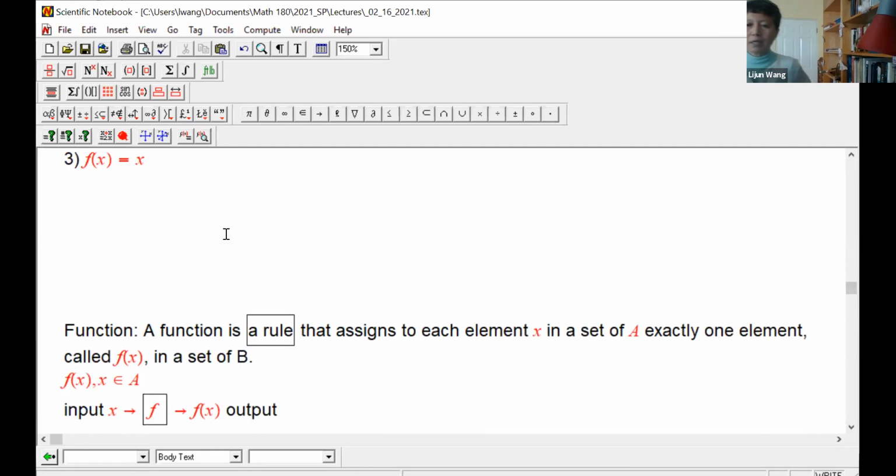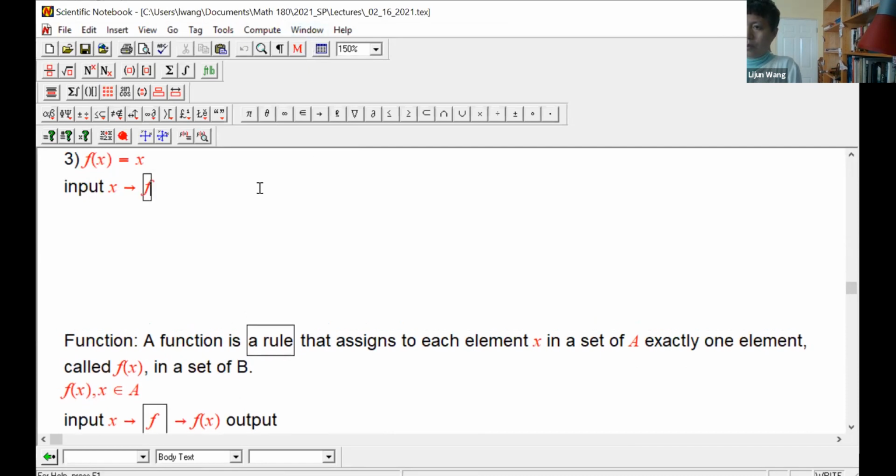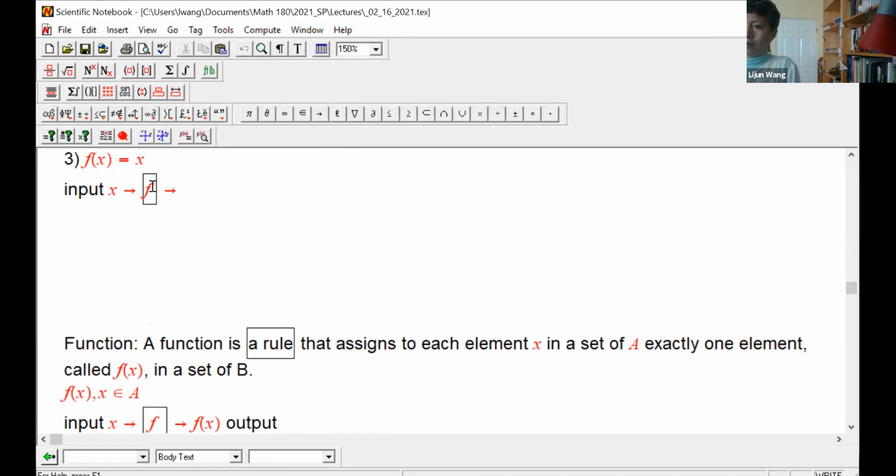All right, page number 8. What kind of function is this? Going through this rule, what comes out? The input becomes the output. That's right. The output is always the same as the input. That's what this function is.